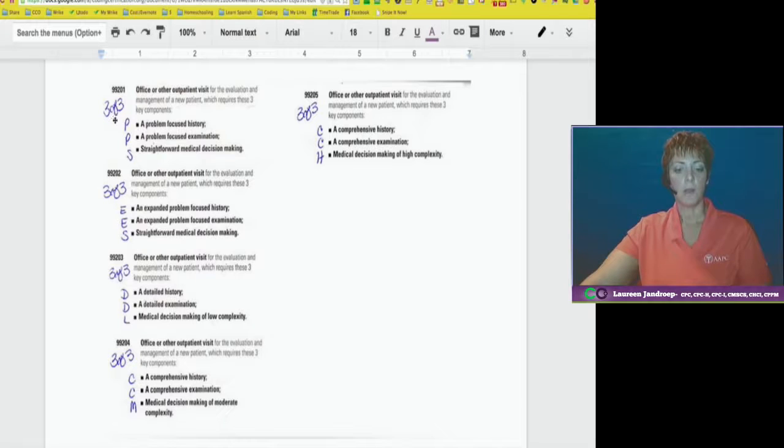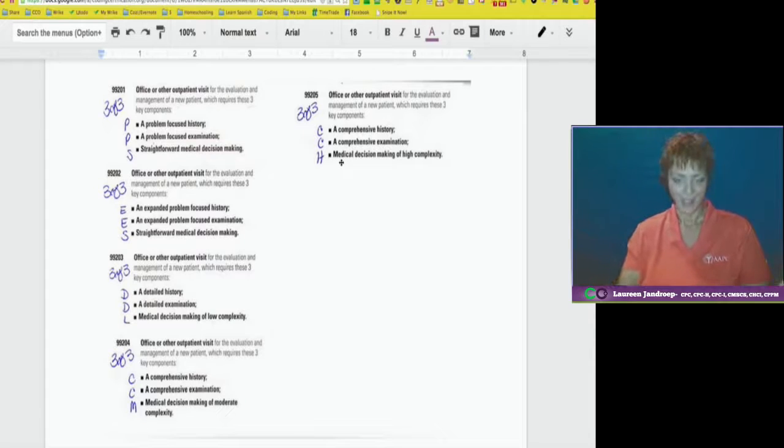If you were to define it using my system, it would be called a PPS. Your level 2 would be an EES for expanded problem focused, straightforward. Your level 3 would be a DDL, detailed, low. Your level 4 would be a CCM, comprehensive, moderate. And then your level 5 would be a comprehensive, high. Okay? So just looking at the first bullet, you can start to see the hierarchy. You've got P, E, D, C, and then C again.